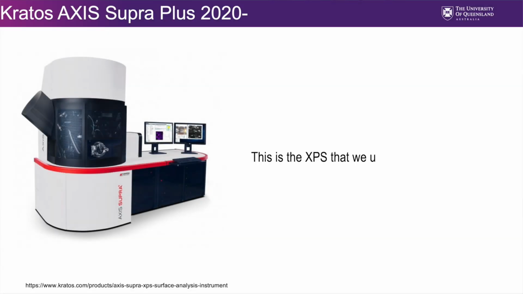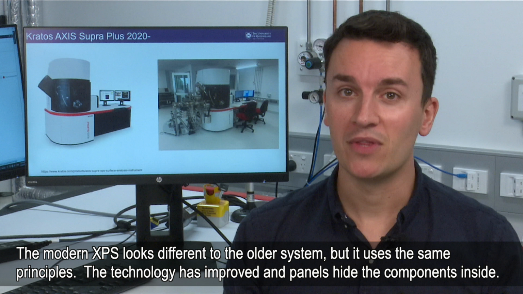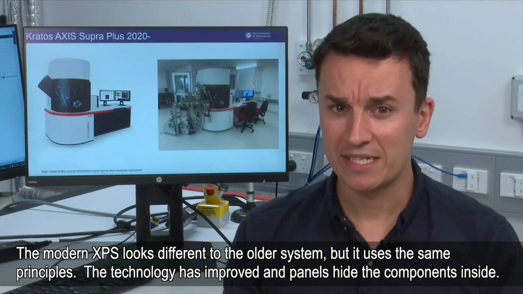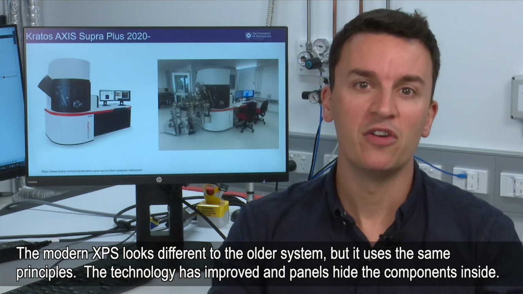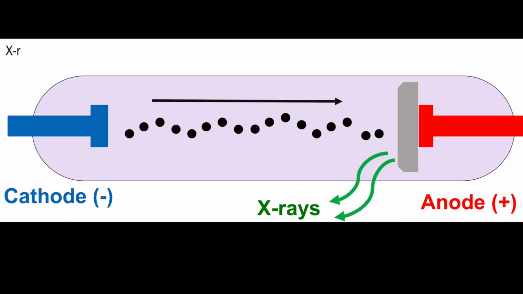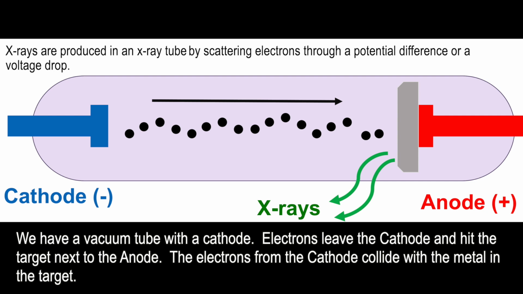Nowadays, this is the one that we use in the lab at UQ. This is the Axis Supra Plus, so this is the top of the range one. It looks different to the older one, but it's the same principle. It's just that the technology has advanced and it's covered up. We don't see most of the features here. So X-rays are produced in an X-ray tube by scattering electrons through a potential difference or a voltage drop. So we have this vacuum tube with a cathode.